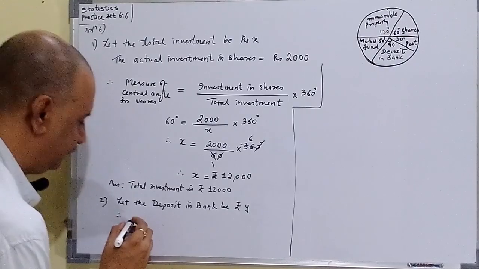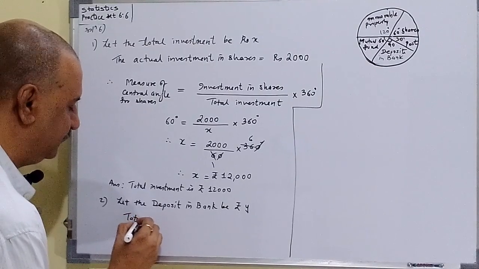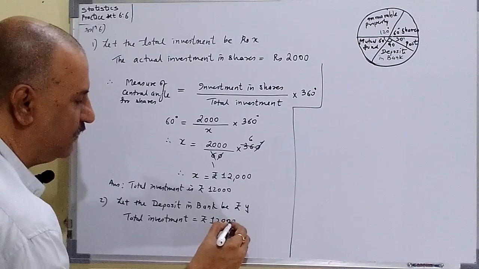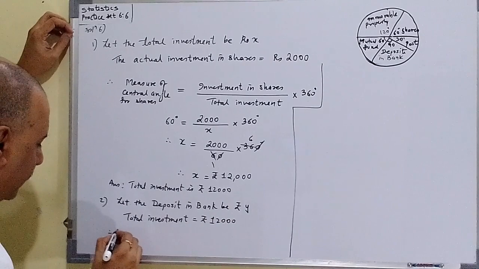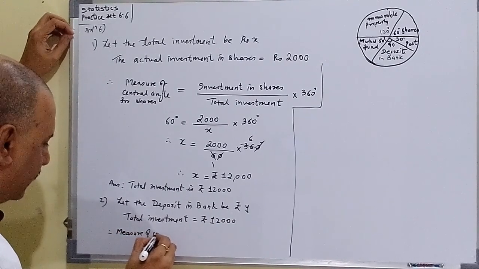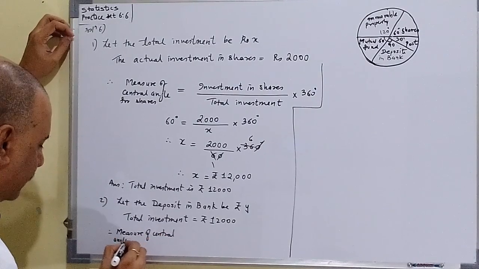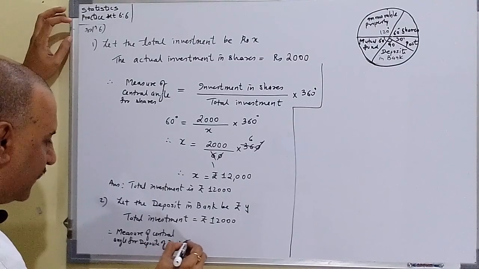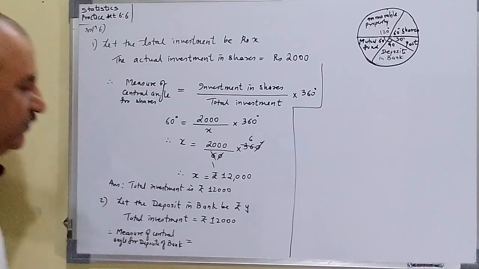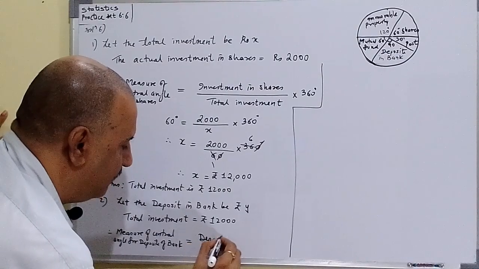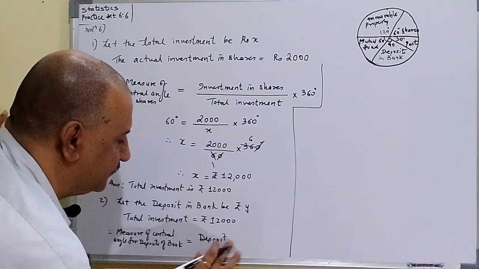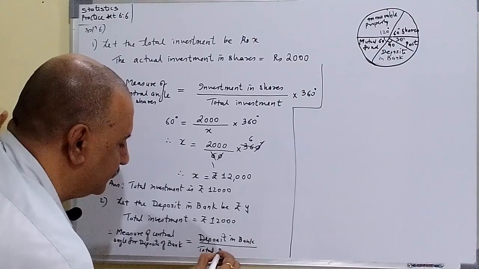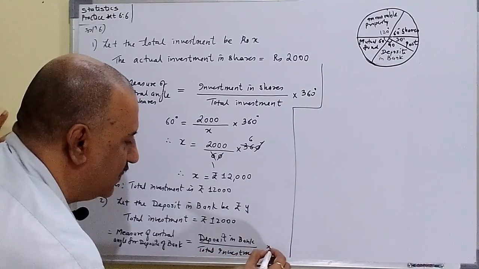Therefore, अच्छा, टोटल इन्वेस्टमेंट कितना है? टोटल इन्वेस्टमेंट we have found out, rupees 12,000। सो अभी लिखो, therefore measure of central angle for deposit in bank, this will be equal to deposit in bank upon total investment multiply by 360 degrees.